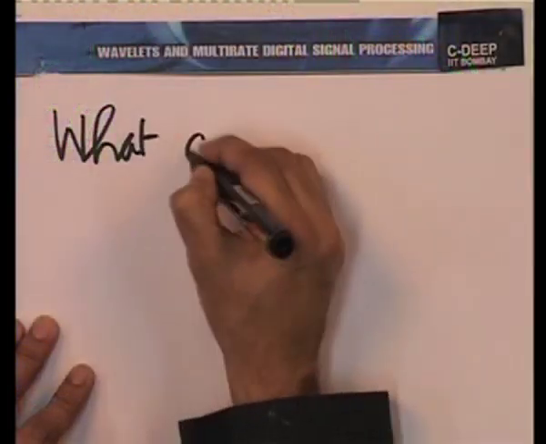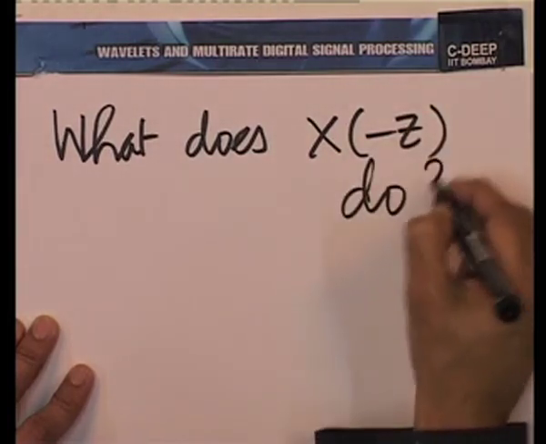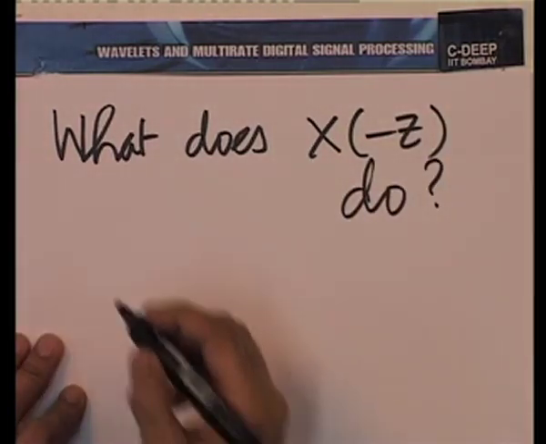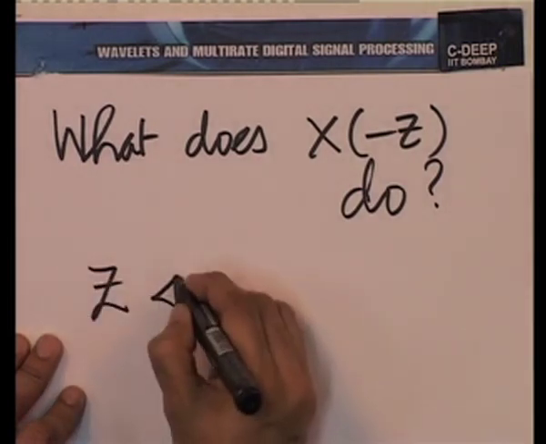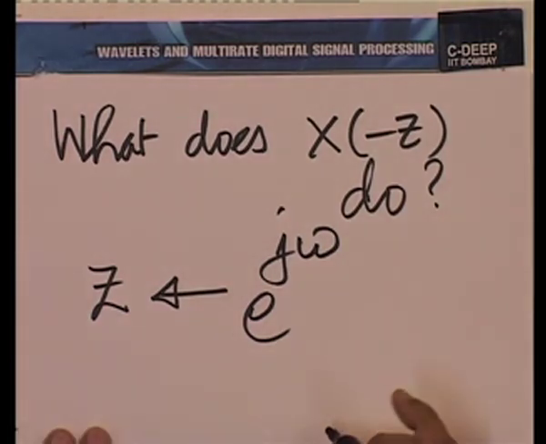What does it do spectrally? What does it do in the time domain? So, let us understand that now. What does X(-z) do? And to answer this question, we put z equal to e raised to the power j omega, as we always do, to interpret things in the frequency domain.